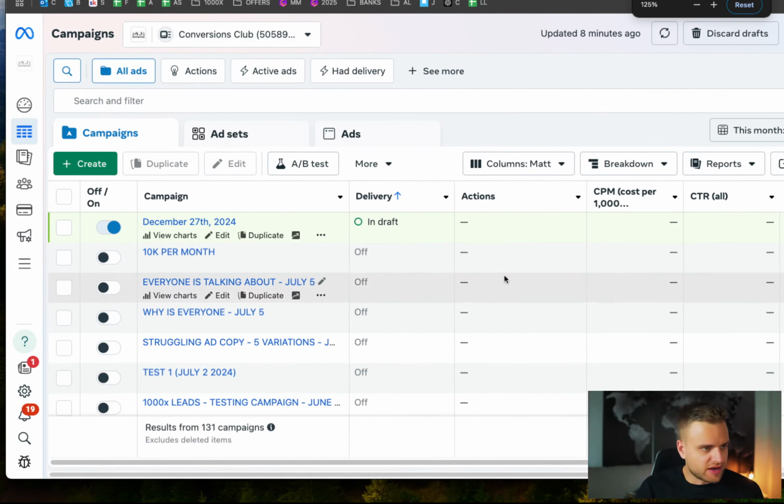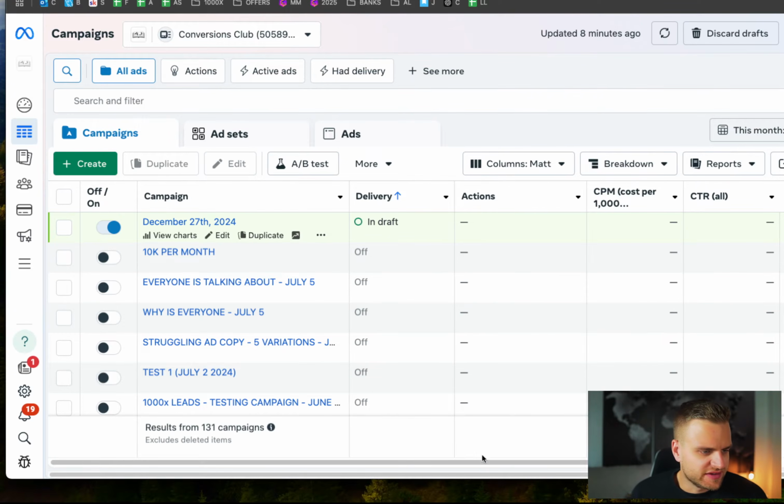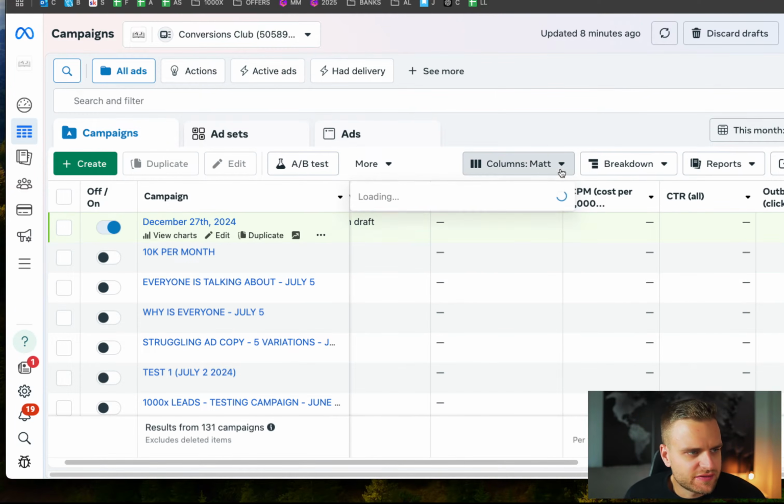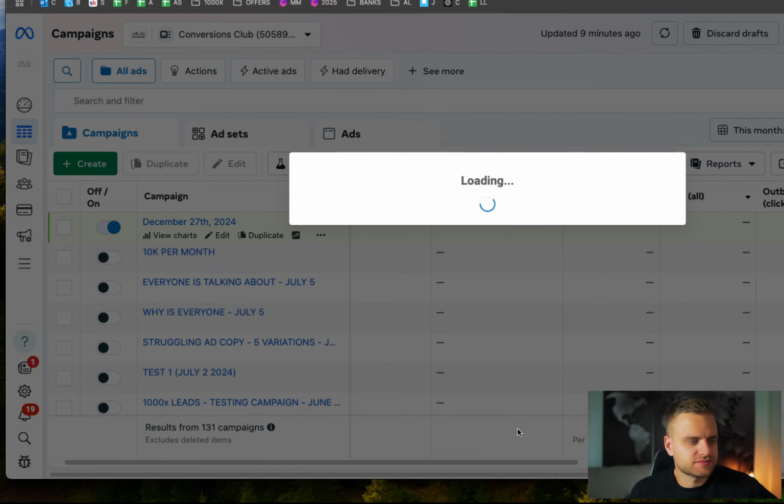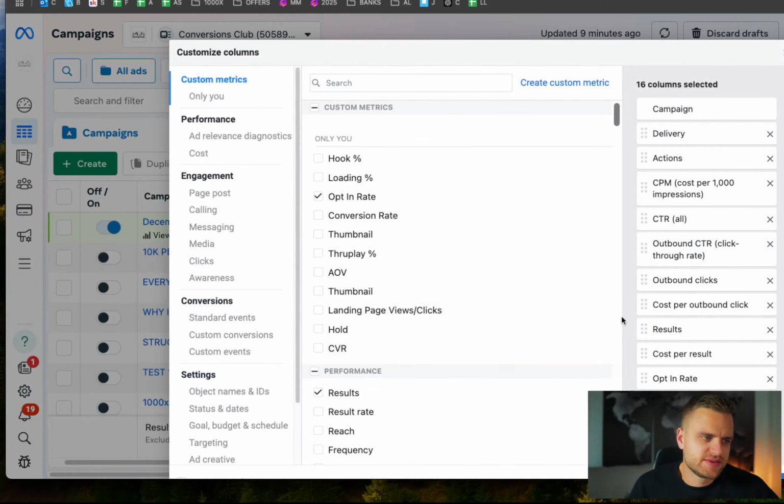So I have my Facebook ad account open here, and I've zoomed in a bit exaggerated. We might zoom out a little bit, but I would just really want you to see it. So first off, what I do is I get my columns in a very specific way. This allows me to make decisions properly and see all the data that I need.